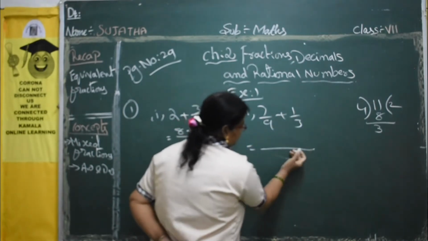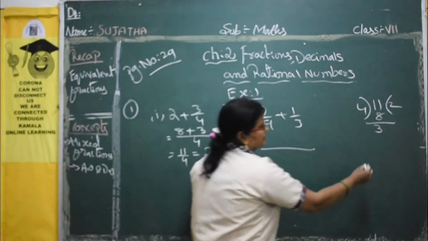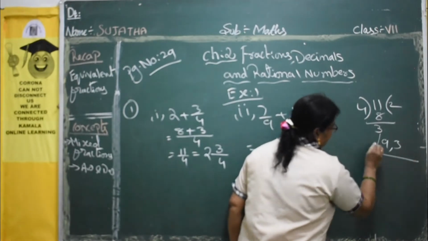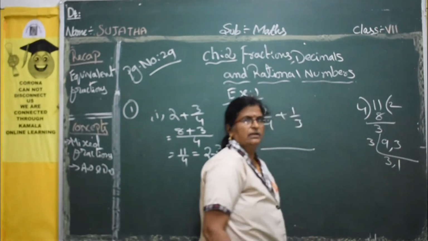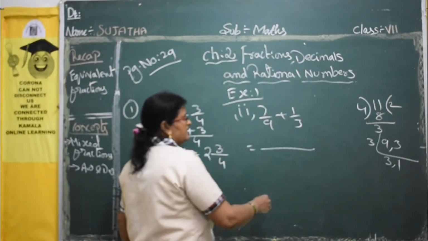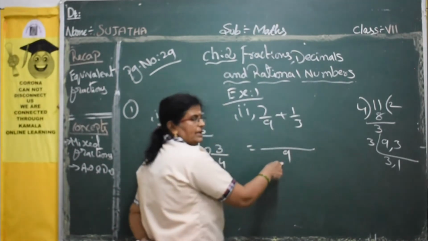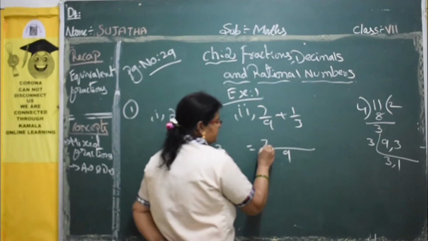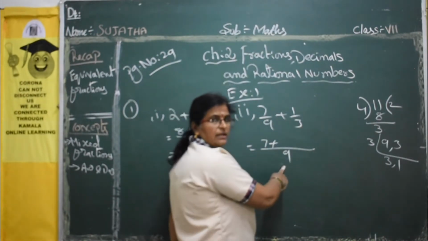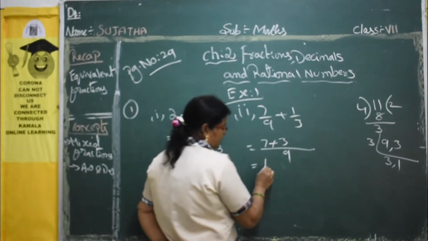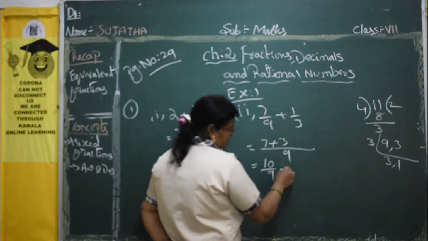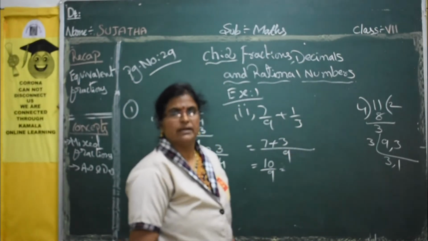Then what is the LCM for 3 and 9? 3 table is common, no? 3 3s are 9, 3 1s are 3. So the LCM is 3 3s are 9. In the 9 table, 9 will come 1 time, 1 7 is 7. Plus in the 3 table, 9 will come 3 times, 3 1s are 3. 7 plus 3, 10. 10 by 9.